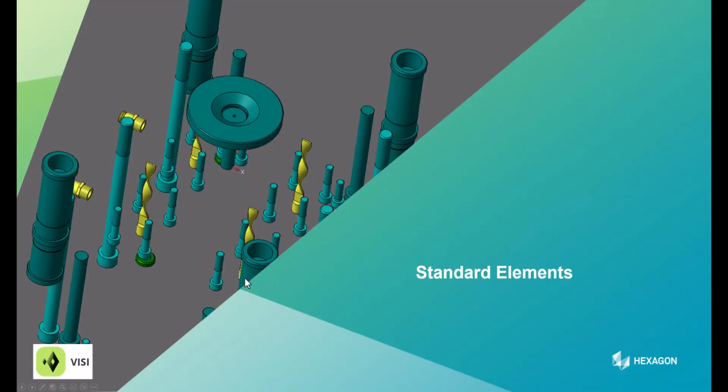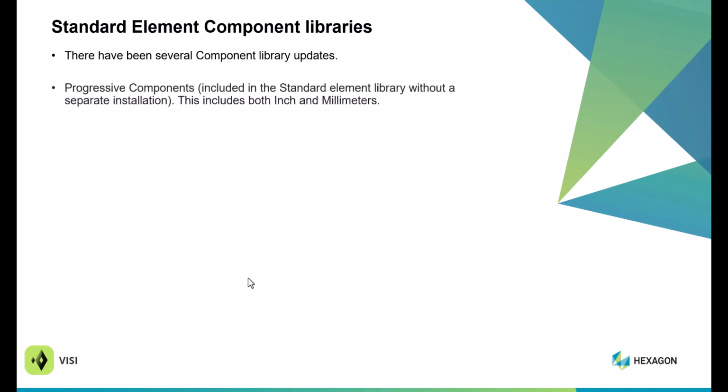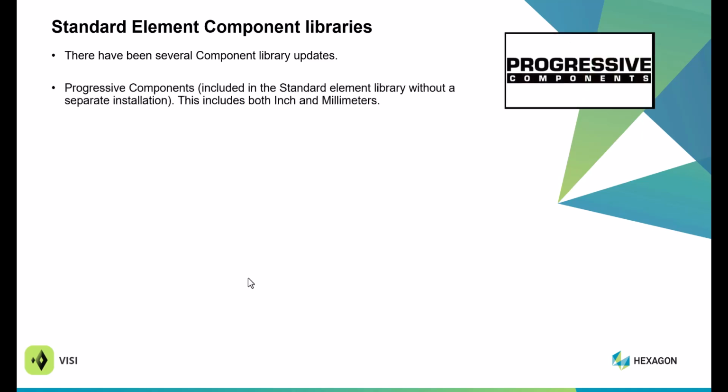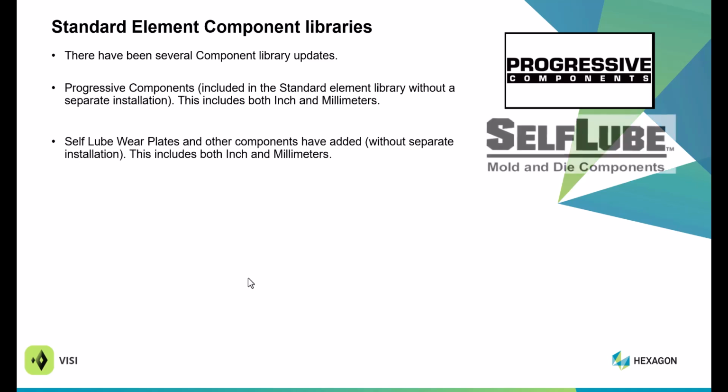Now we're going to go into what's new within the standard elements area. So within the standard elements, there's been some component updates. There have been several libraries that have been updated. For example, progressive. This component library has actually been updated, so now it is automatically in the software without a separate installer. You also have the self-lube wear plates that have now been updated, so these are also included in the software without a separate installer.